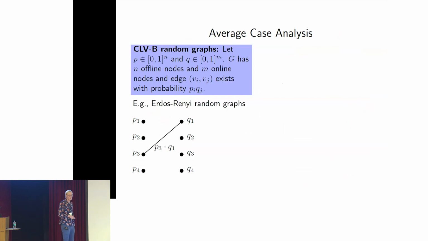And this is a fairly large class of random graphs. For instance, it includes the Erdős-Rényi graphs. So if you set all the qi's to be 1 and set all the pi's to be the same, then each edge is there independently with probability p.